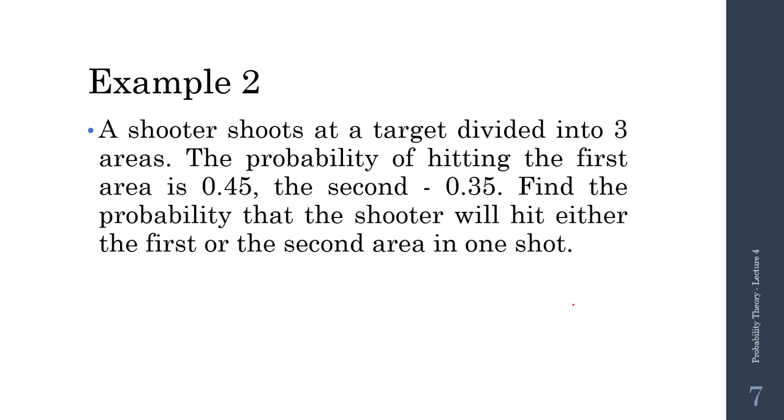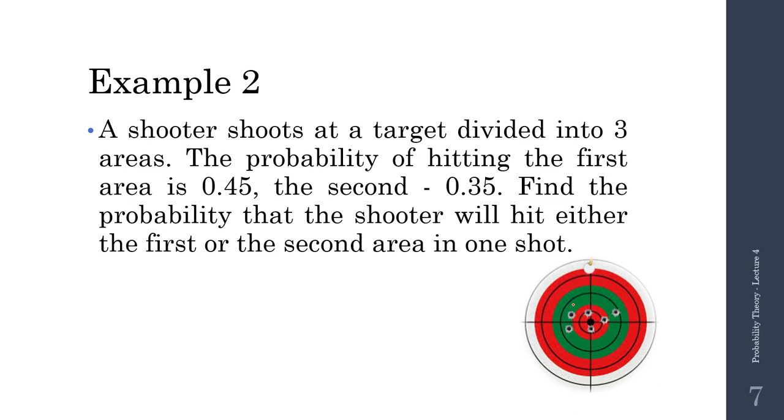Here's the next exercise. A shooter shoots at a target divided into 3 areas. This is the target divided into 3 areas. The probability of hitting the first area is 0.45. Let's consider this as the first area. The second area is 0.35. So we need to find the probability that he will hit either the first or the second area.